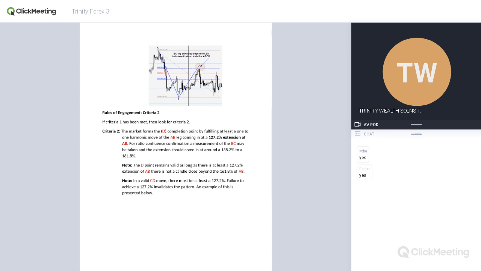ABCD pattern. So we need to find out, how do we identify where the point D should be for the pattern to be valid? So we have criteria number 2. If criteria number 1 has been met, then we look for criteria number 2. And we've seen in our case here, our criteria number 1, which is where C is supposed to be at 61.8, that criteria has been met, right?